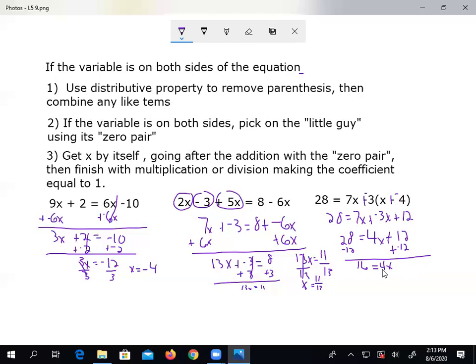So to get the coefficient of 1, I have to divide by 4 as long as I divide the other side by 4. So 4 goes into 16 4 times, and the 4's turn into a 1, so that's 1x or just simply x. So the solution would be then x equals 4. So that's kind of how we solve equations involving parentheses and variables on both sides. That's about as hard as they get.